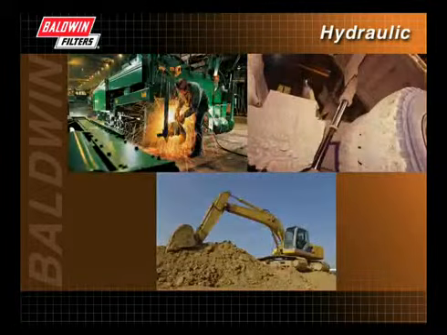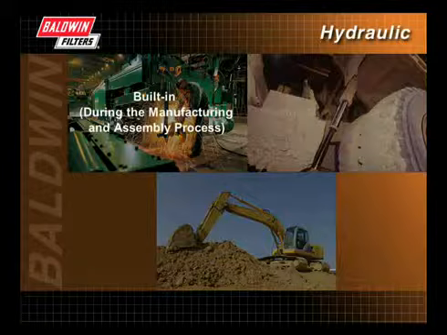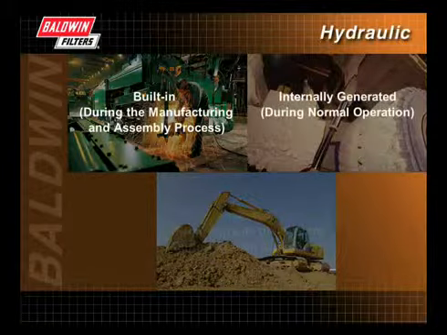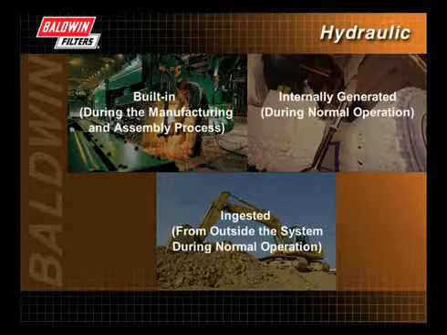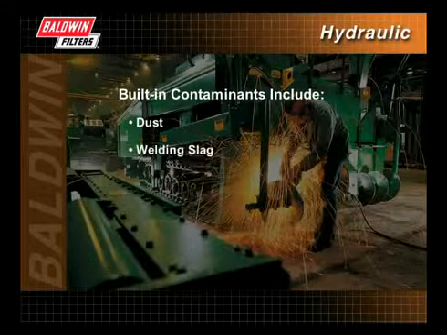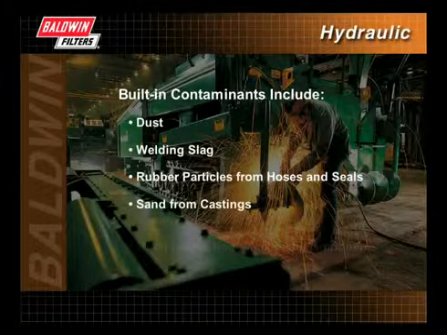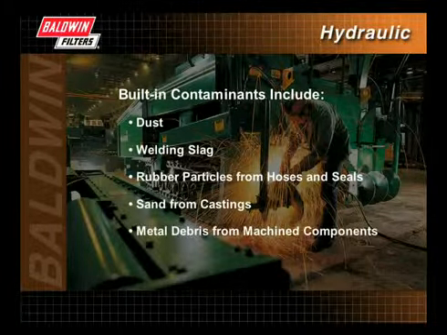Contaminants can enter a hydraulic system in several ways: built in during the manufacturing and assembly process, internally generated during normal operation, and ingested from outside the system during normal operation. Built-in contaminants include dust, welding slag, rubber particles from hoses and seals, sand from castings, and metal debris from machined components. If the hydraulic system is not properly flushed, these contaminants will be left in the system.